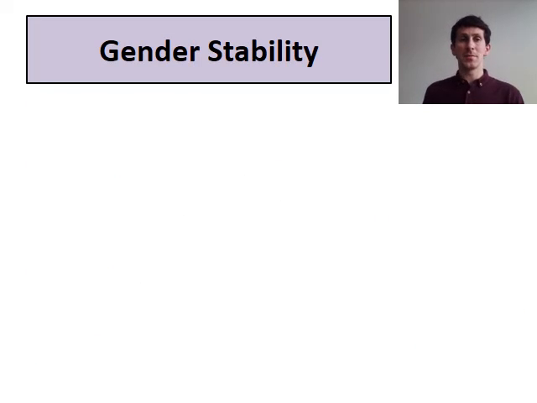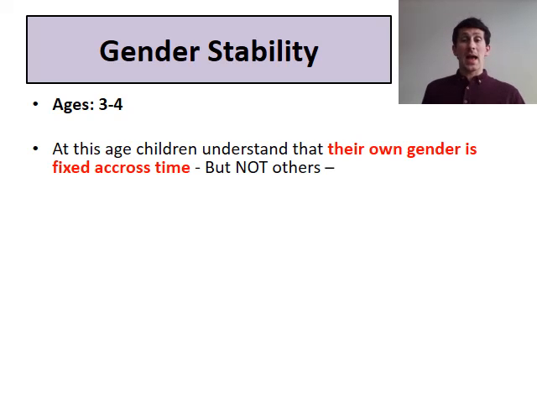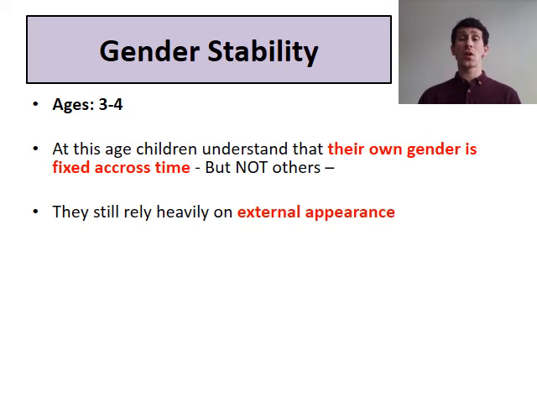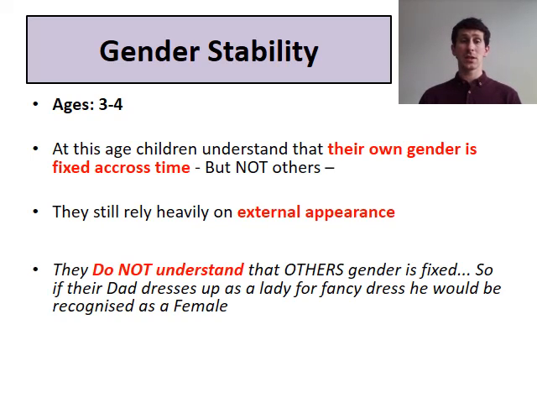The next stage in gender development, according to Kohlberg, is gender stability. And this occurs between the ages of 3 and 4. At this stage, children understand that their own identity is fixed across time. So, I'm a little boy, I'm going to become a man, I'm going to become a daddy. They understand that it's fixed across time. But they don't understand that the same applies to other people, and they still rely heavily on external appearances. So they don't understand that other people's gender is fixed. So if their dad dresses up as a woman for a fancy dress, suddenly the boy sees their dad as a female, as a mummy.